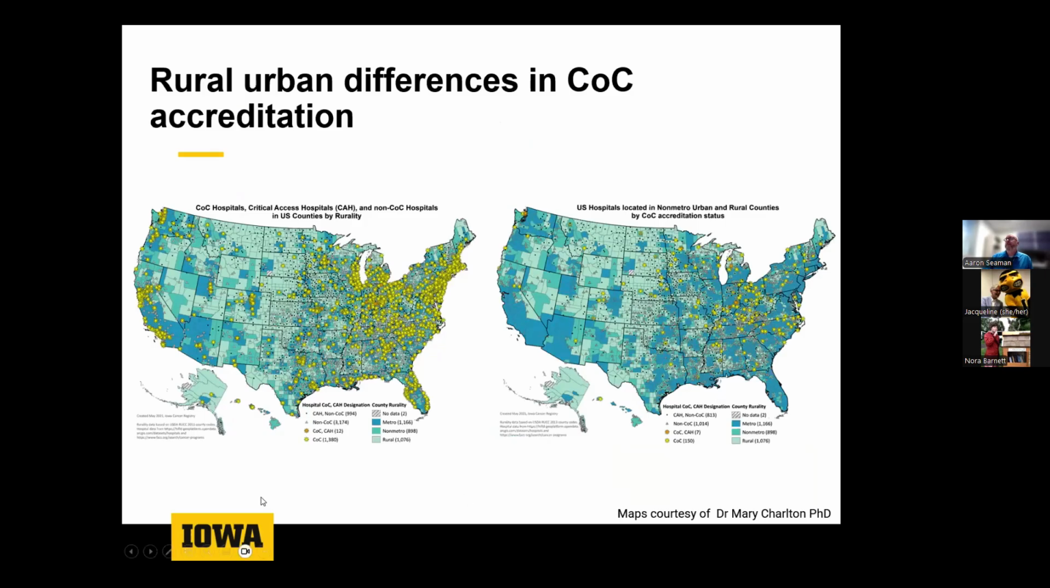If we look at the rural and urban differences in COC accreditation, you can see here that there are a number of COC hospitals, and yet they are located primarily in metro areas. The map on the left has all of the COC hospitals. If you take them out on the right and just have the COC hospitals located in non-metro, urban, and rural counties, you see that there are many fewer. And they are particularly located in the eastern half of the US.